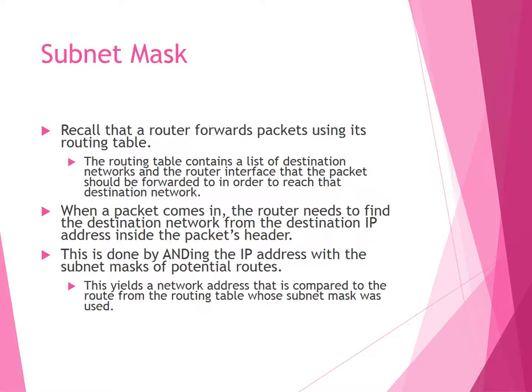When a packet comes in, the router needs to find the destination network from the destination IP address inside the packet header. This is done by ANDing the IP address with the subnet mask of a potential route. This yields a network address that is compared to the route from the routing table whose subnet mask was used.